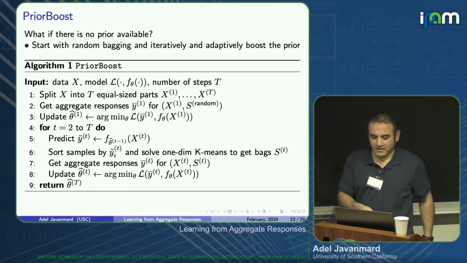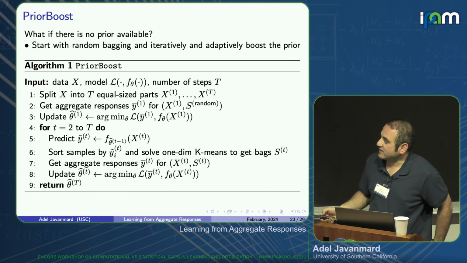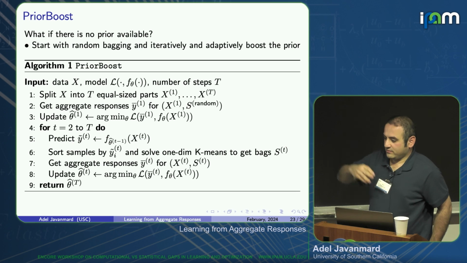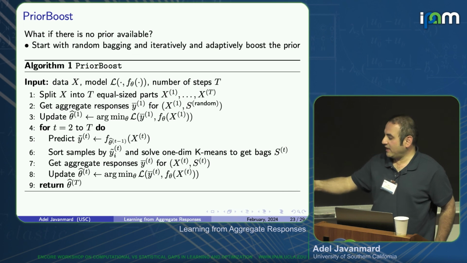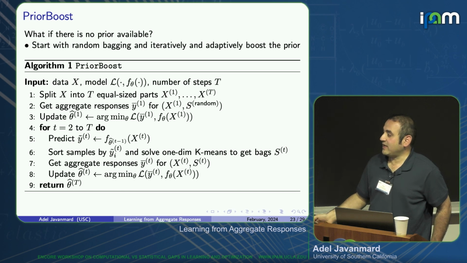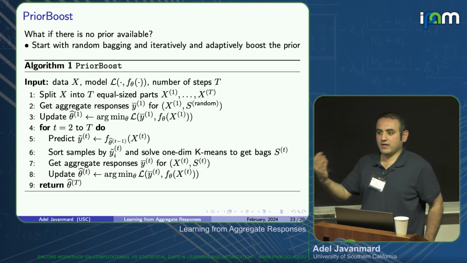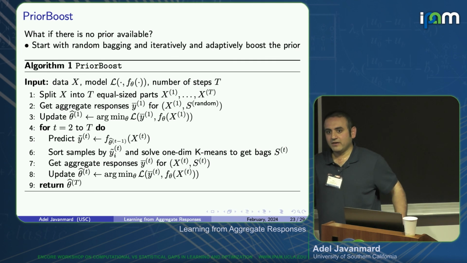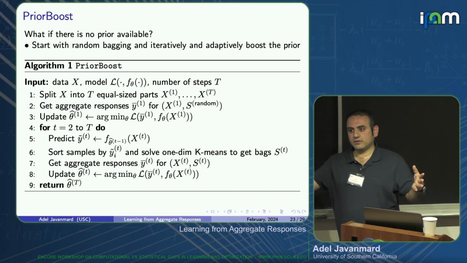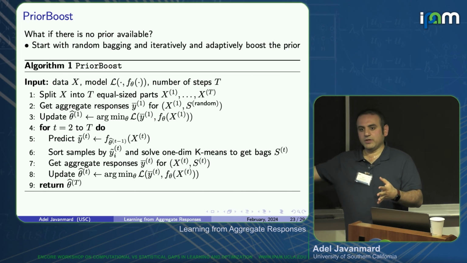Once you have the model theta hat 1, let's say, in the next step you go with the second chunk of the data, you have f of theta hat 1. So that would be like the predicted labels that you have, and then you run the k-means on those. You put them in the bags, and you do it over and over.